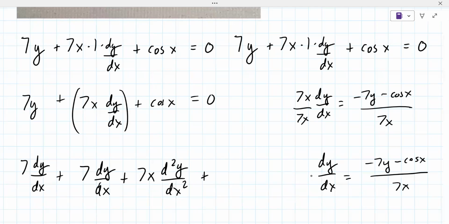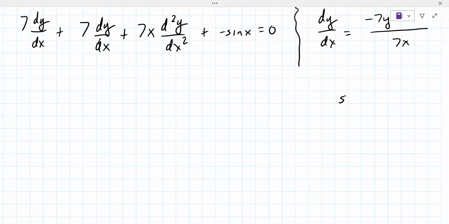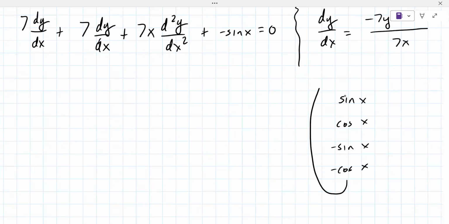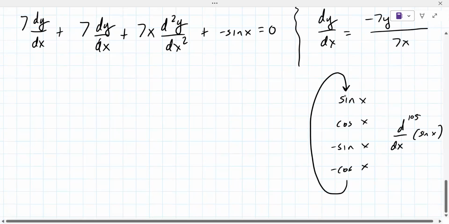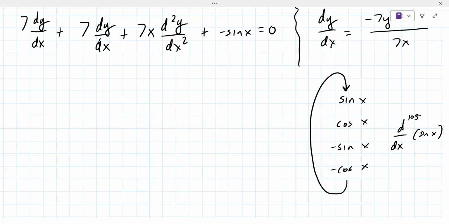So then we take the derivative of cosine, which is minus sine x equals 0. That one just flips back and forth, because the derivative of sine is cosine x, the derivative of cosine is minus sine x, the derivative of minus sine x is minus cosine x, and then it comes back. So sometimes they ask you for like the 105th derivative of sine x, and there's a pattern that you get.